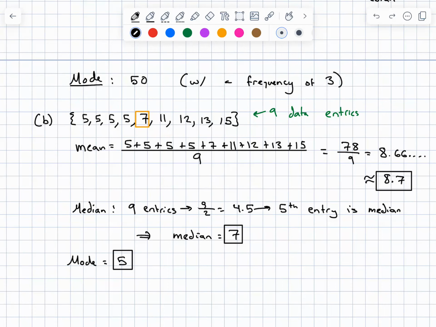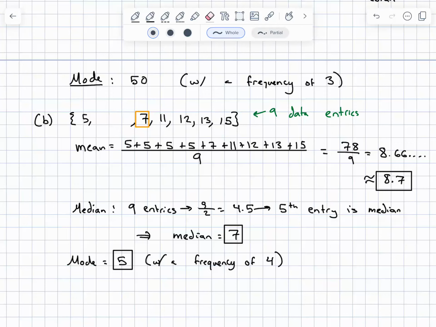And then the mode is just the number that appears the most. 5 with a frequency of 4. No other number had a frequency larger than 1, but if it did, it doesn't matter. You just need to choose the one that has the largest frequency. That's correct. Lizette asks an excellent question. If these were all gone, then the answer would be no mode, because every single one of them has a frequency of 1. So there's no specific number that gets used more than another.